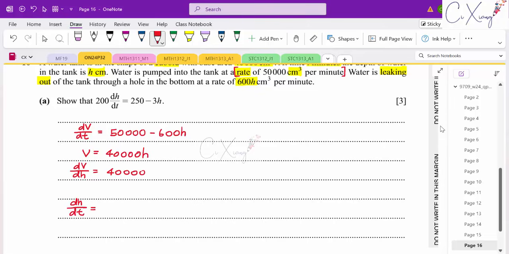So what is dH/dt here? I should be using dH/dV multiplied with dV/dt. So dH/dV is 1 over 40,000, multiplied with dV/dt. This is what we have. So I'm having 50,000 minus 600H.